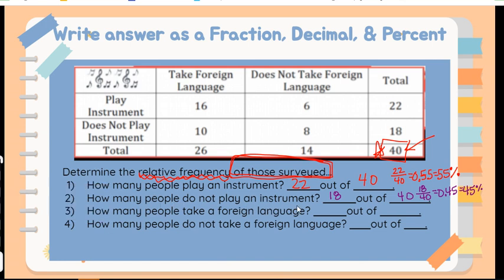Number 3, how many take a foreign language? So come to the foreign language column, and how many people take a foreign language? A total of 26, and that's out of 40 people total surveyed, so my fraction would be 26 out of 40. I'm going to turn that into a decimal by doing 26 divided by 40 in my calculator, which gives me 0.65, and then we turn that into a percentage, which would be 65%.